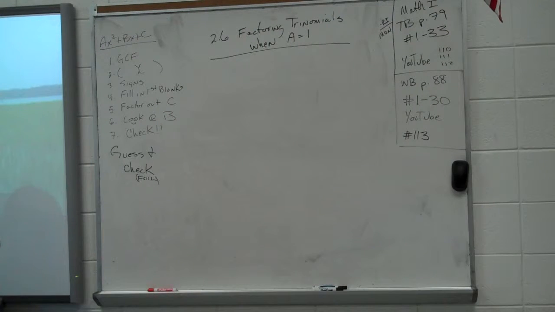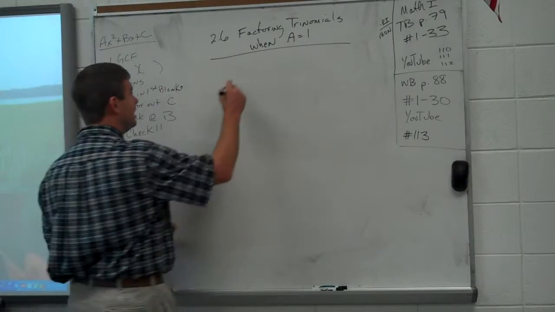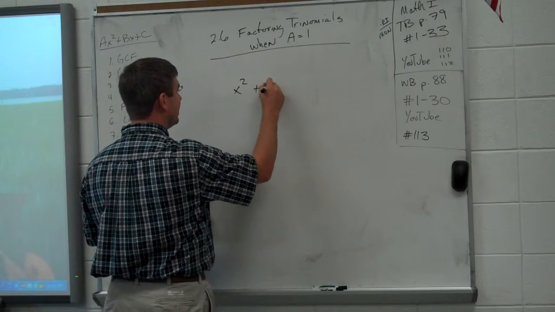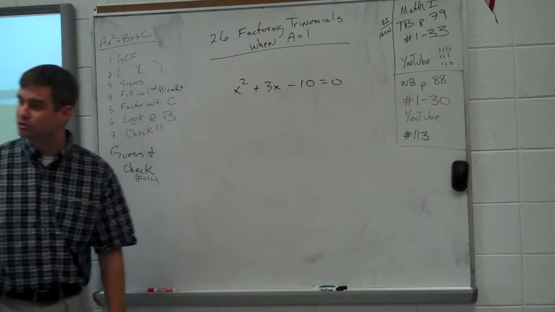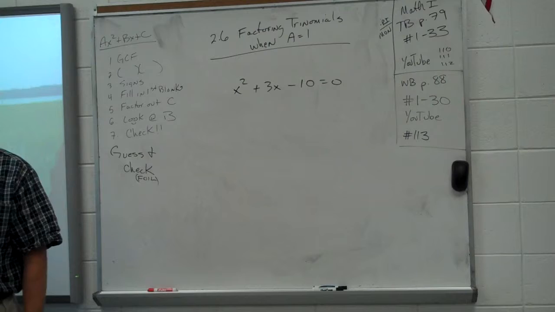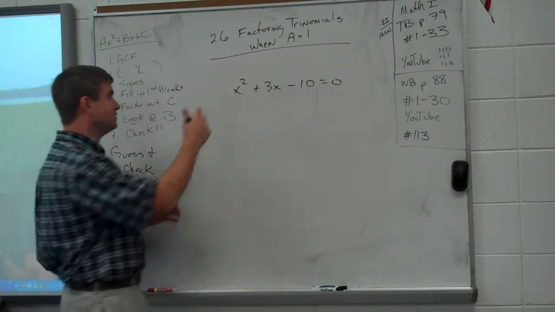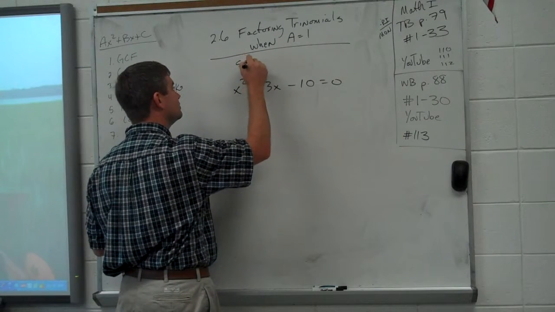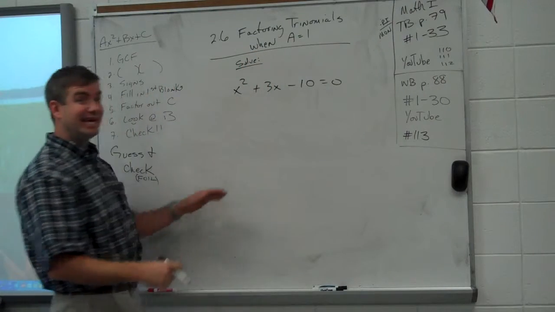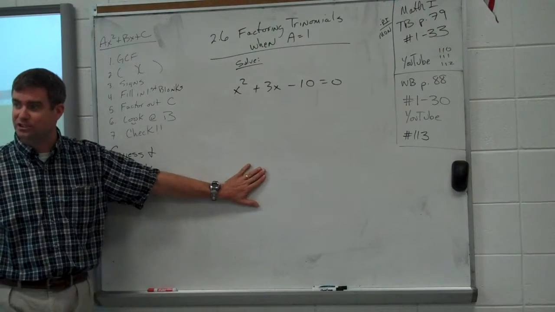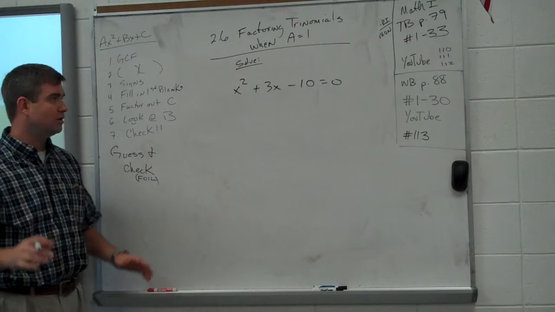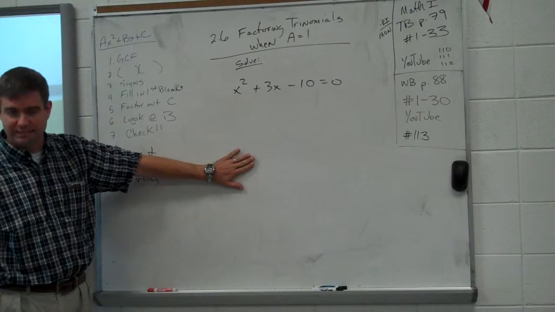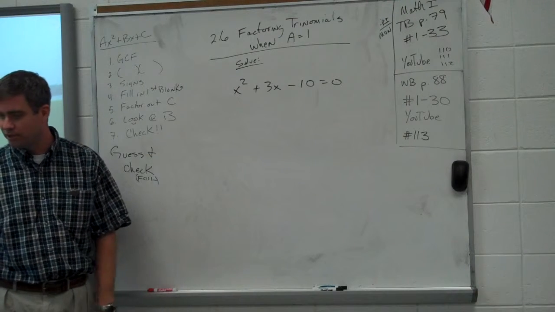Here we go. Let's do some more examples. All right, here we go. x squared plus 3x minus 10 is equal to 0. If it's equal to 0, chances are, what are the directions? Solve. Okay, so let's solve this equation by factoring. Here's the direction: solve. If it says solve in the directions, what does the answer have to be? It has to be equal to 0? No. It's not the expression that's equal to 0, but x equals a number. All right, so here we go.